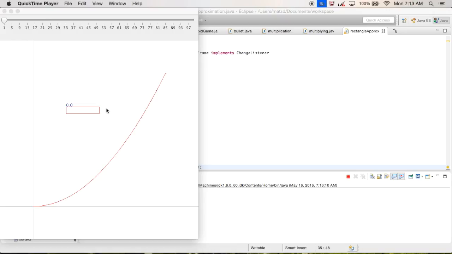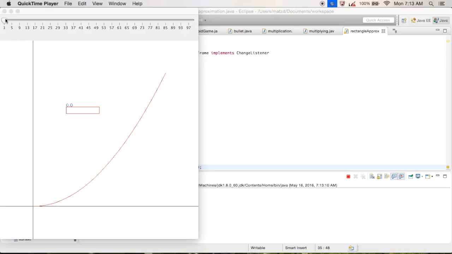Okay, so let's say you have a curve like y equals x squared, and you want to find the area under the curve from 0 to 1. So thinking about how to do this, you could try approximating it by drawing some rectangles because it's really easy to find the area of a rectangle. It's just the base times the height.